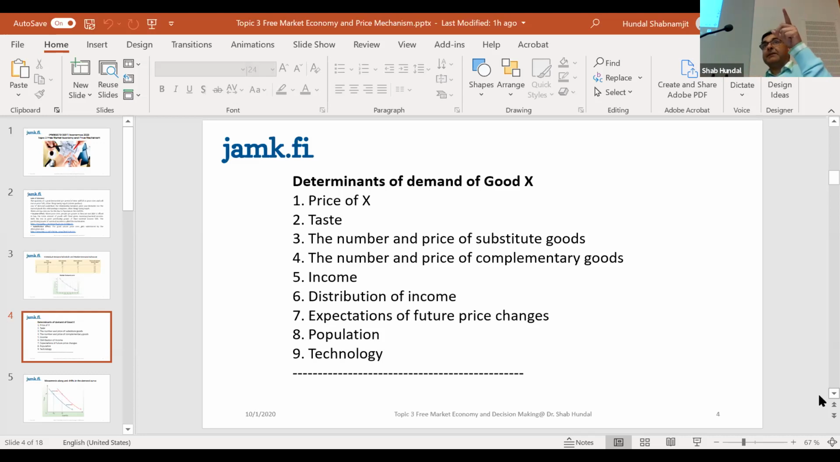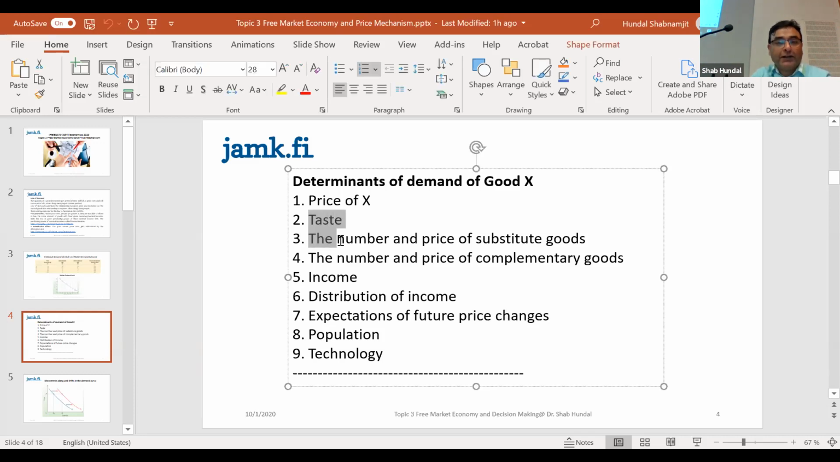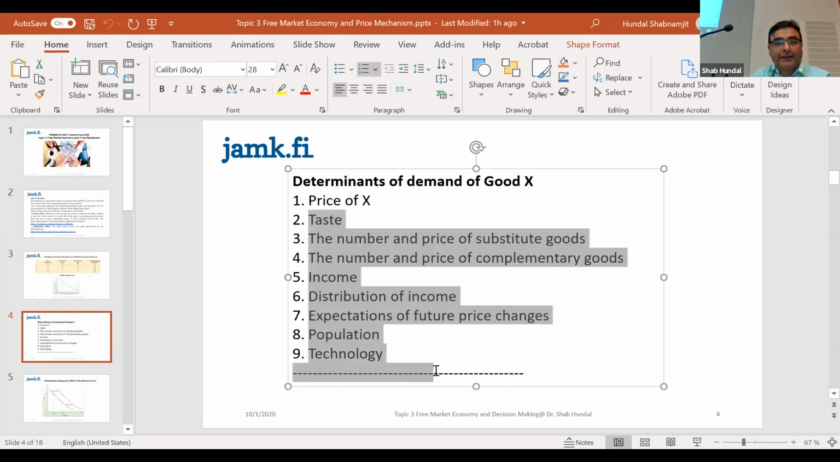So remember the word this gentleman used? The price goes up, demand goes down, price goes down, demand goes up, right? When all other things are equal. Now the question is, what are the other things? These are the other things. If these other things are not equal, the price and the demand relationship will not hold.